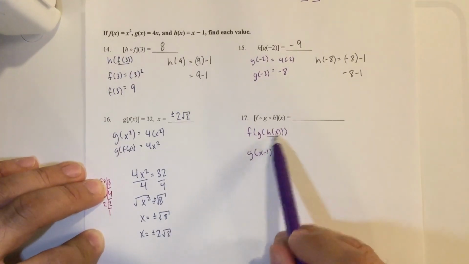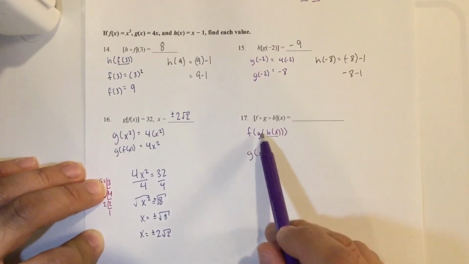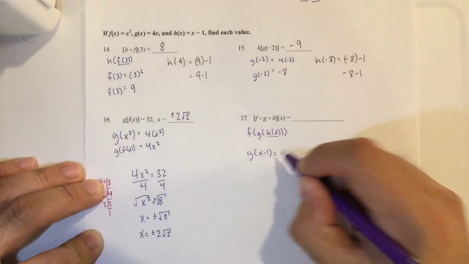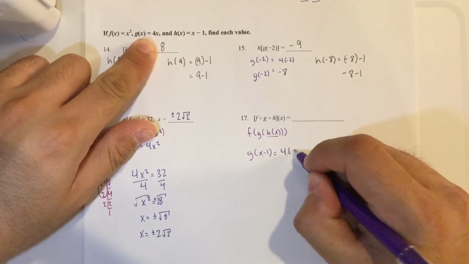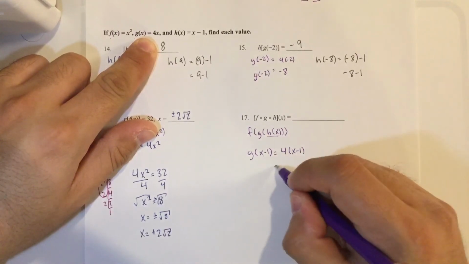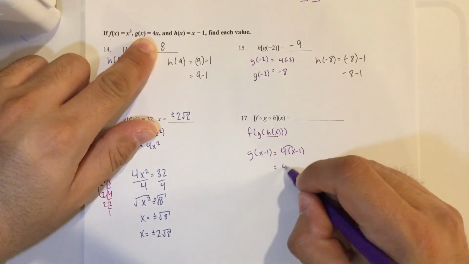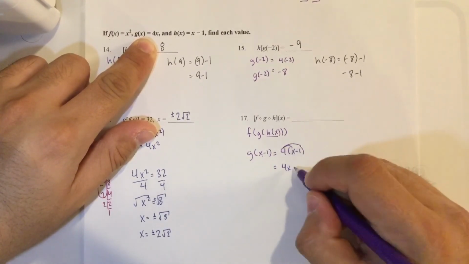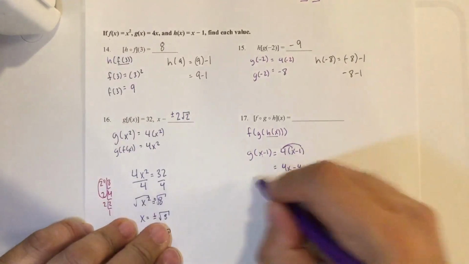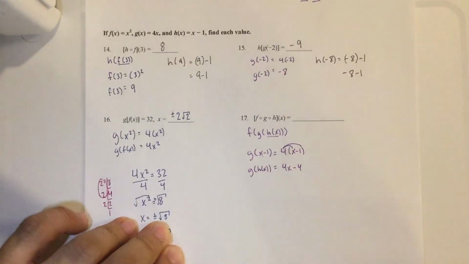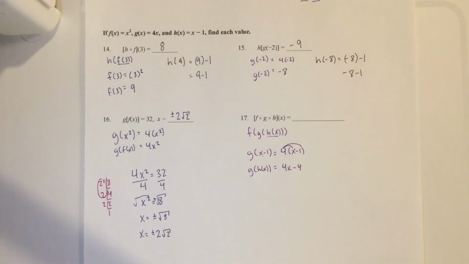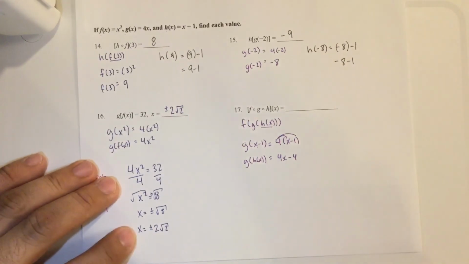I'm plugging h of x in for here, which is x minus 1, and I'm plugging it into g. The g function is 4x, so 4 times x minus 1. We're going to go ahead and distribute that. 4 times x is 4x. 4 times negative 1 is negative 4. So now we know that g of h of x is equal to 4x minus 4. We'll do one last substitution, and this should solve it for us.